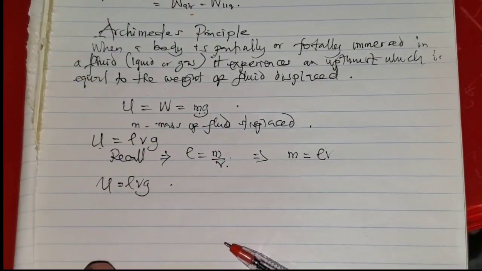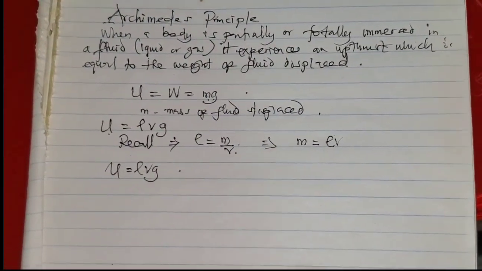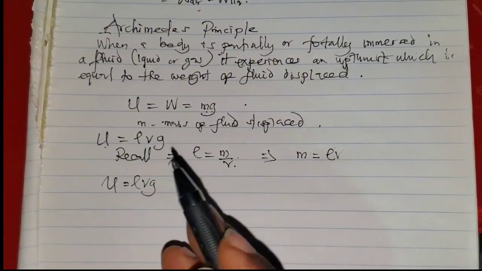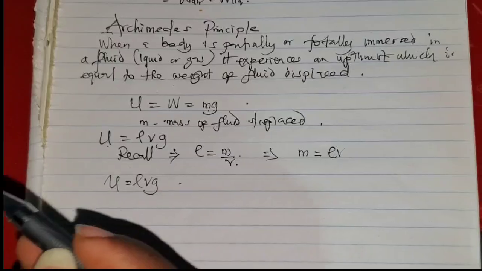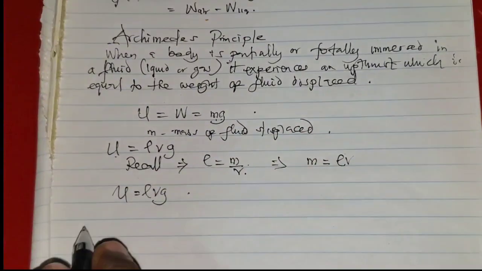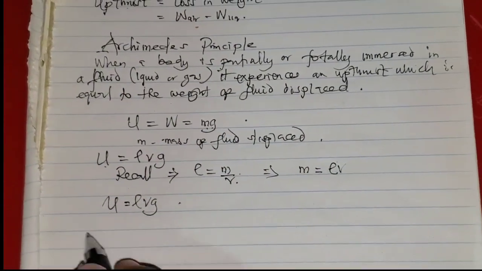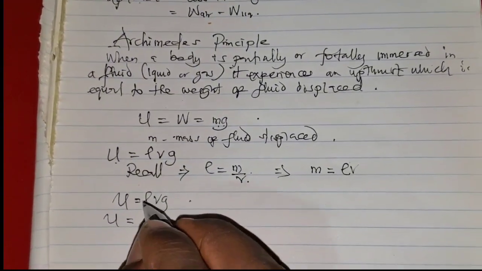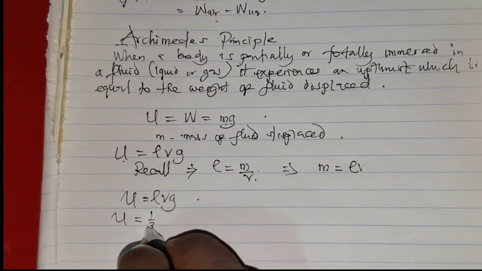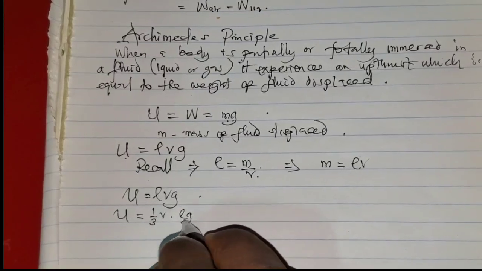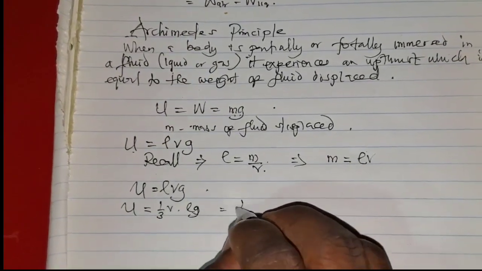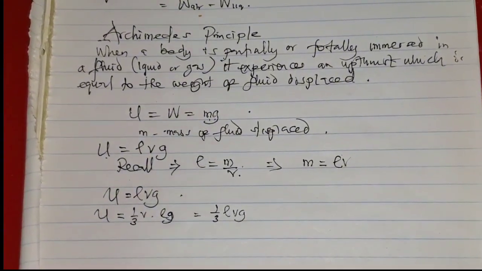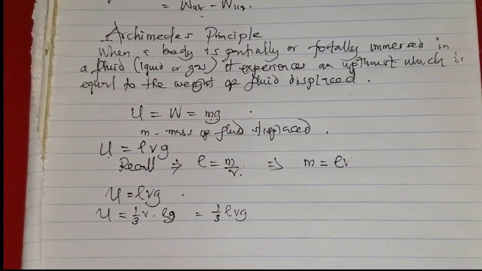Now it's possible the solid is not totally immersed in a fluid. If it is partially immersed, maybe 1/3 or 2/3 of its volume was immersed, then the upthrust is equal to that fraction of the volume times rho g. If it was 1/3, we write 1/3 rho Vg. If it is 2/3, we write 2/3 rho Vg.